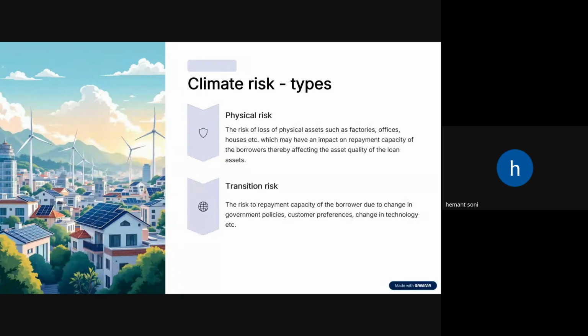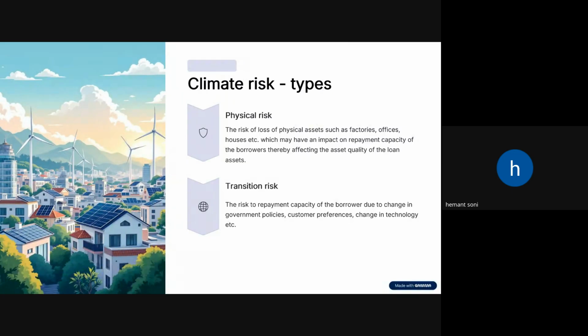Second is the transition risk. Transition risk is basically the risk to repayment capacity of the borrower due to change in the government policies, customer preferences, change in technology, etc. Now, if you recall, sometime in 2022, Government of India actually came out with directions to car manufacturers that from 1st April 2022, if I remember correctly, these car manufacturers were given a mandate to manufacture cars with BS6 engines.